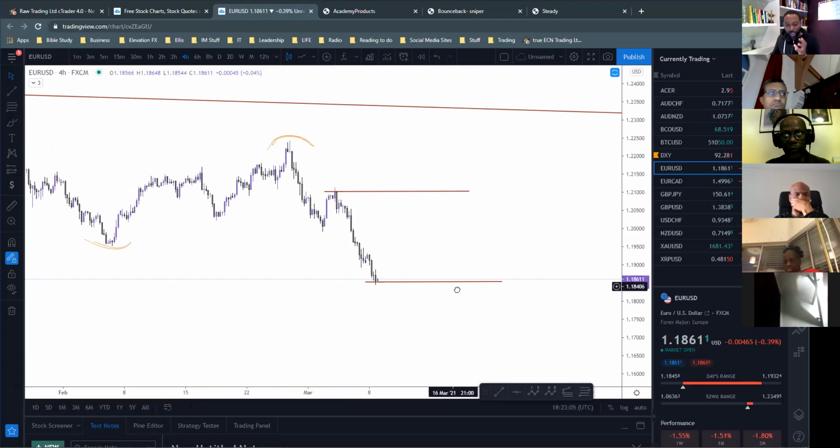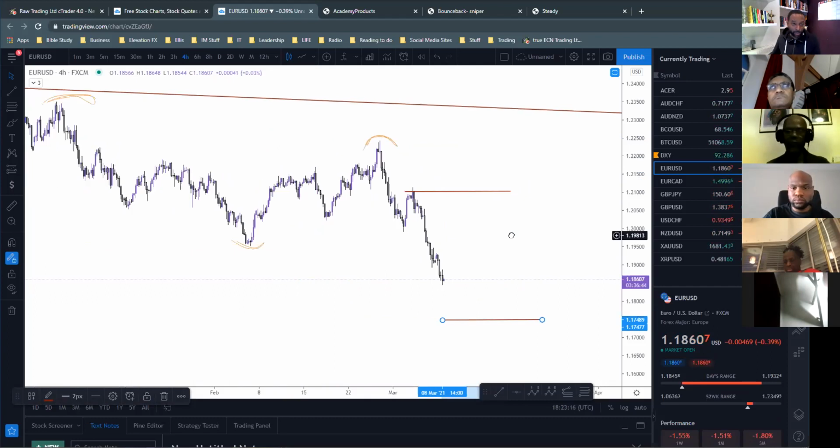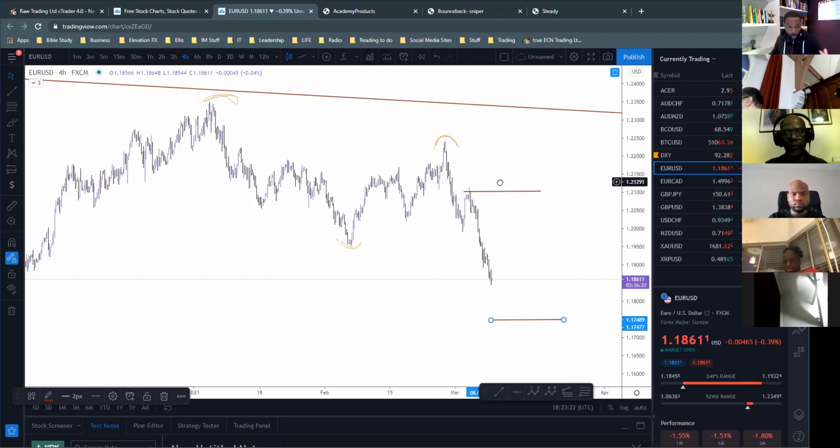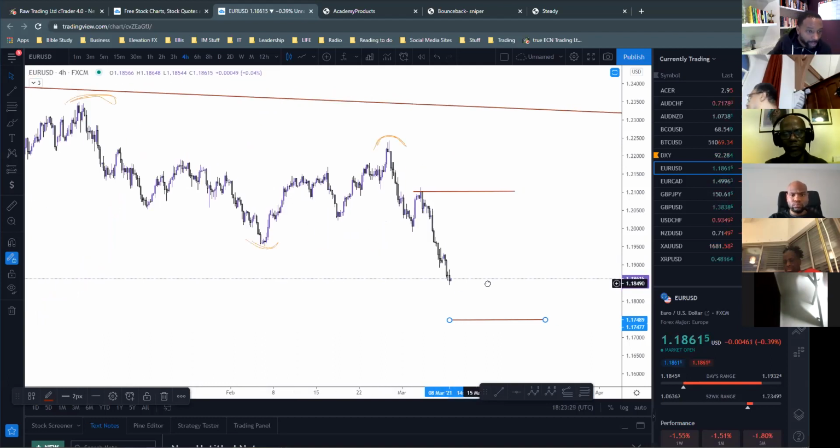The only danger with that is that we don't know if this is the final low yet. We haven't seen any confirmation that this is the final low. The final low might be somewhere down here. But what we do know is that we are in a downtrend in euro dollar for the short-term trades. And the question is, what do we do? Is there a trade to be done right now?